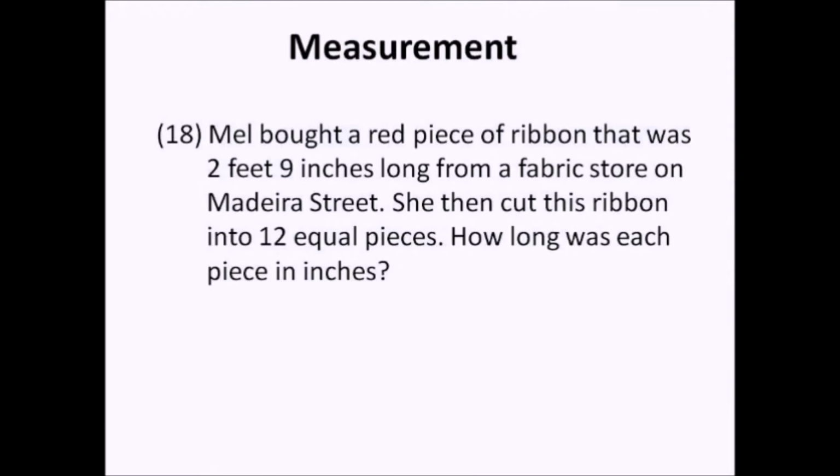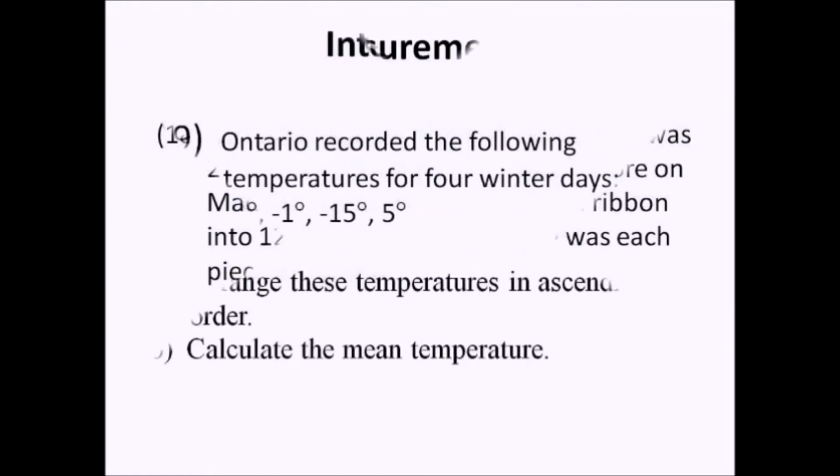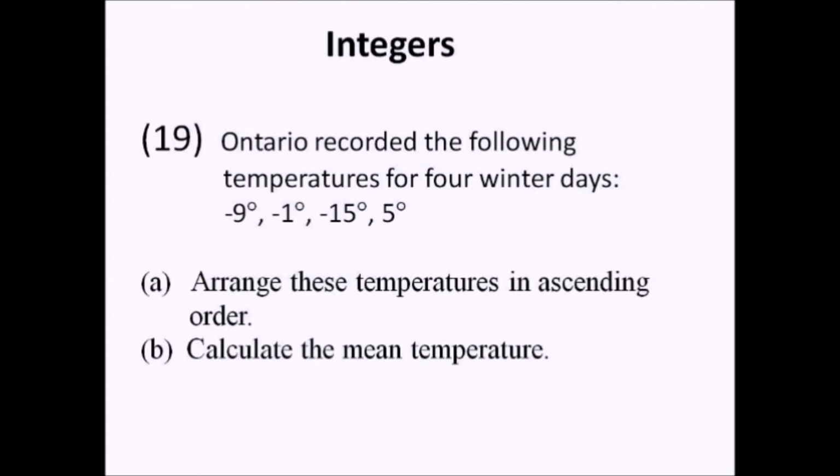Okay, let's move on. Measurement. Next one, 18. Mel bought a red piece of ribbon that was 2 feet 9 inches long from a fabric store on Madeira Street. She then cut this ribbon into 12 equal pieces. How long was each piece in inches? Work it and put that answer. Remember, you want your answer in inches.